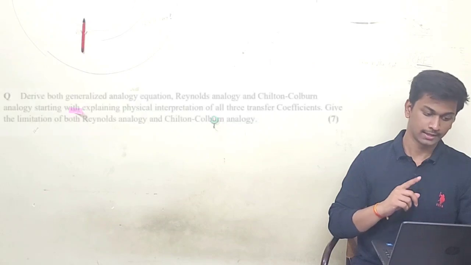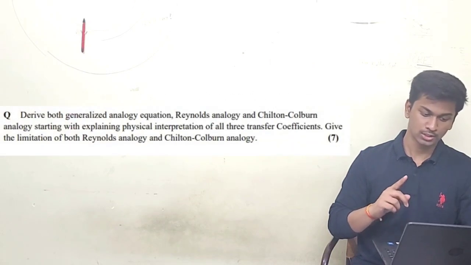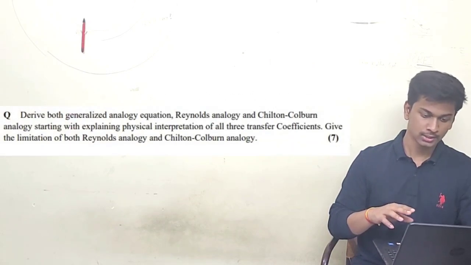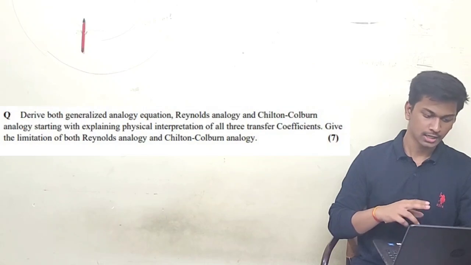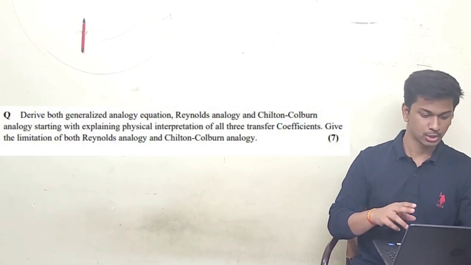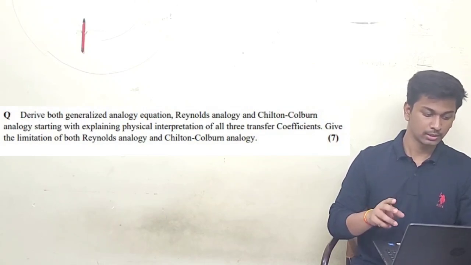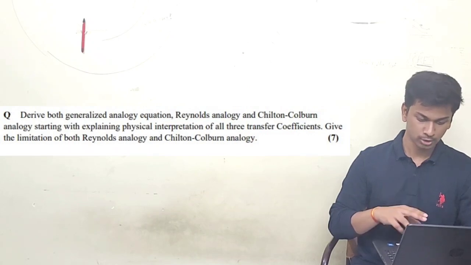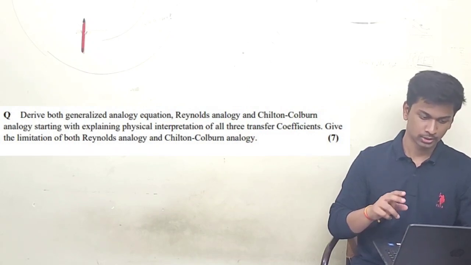So now let us start the numerical part and the derivation part. Firstly, we are going to solve the problem which says: derive both generalized analogy equations, that is Reynolds analogy and Chilton-Colburn analogy, starting with explaining the physical interpretation of all three transfer coefficients. Give the limitations of both Reynolds analogy and Chilton-Colburn analogy. So this is the question and we are going to see its solution.